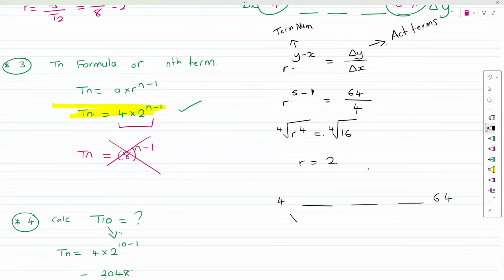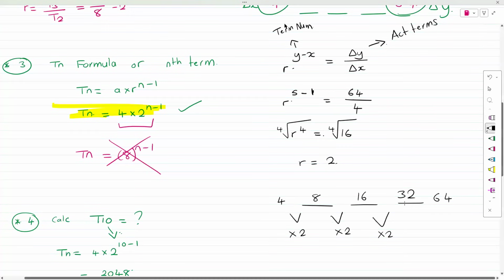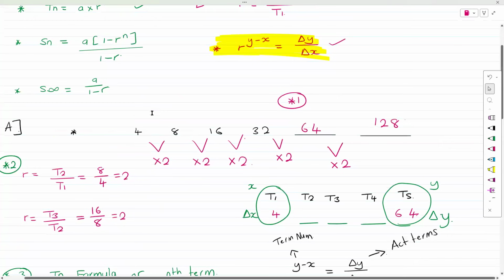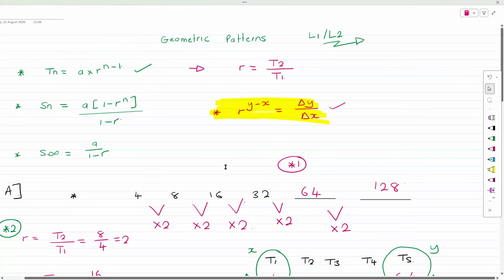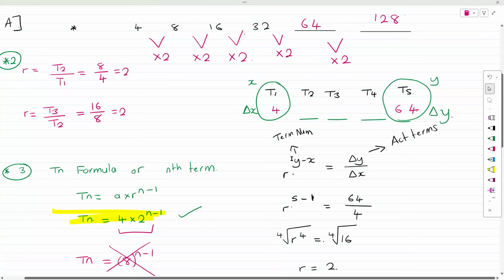Because now I know r is times 2. So 4 times 2 is 8. 8 times 2 is 16. And 16 times 2 is 32. And that's every possible question that can be asked for geometric number patterns. Not the sum of geometric, but just the basic geometric number pattern. There isn't anything else that can be asked. This formula that I taught you guys, it's not used in schools, but generally it can be solved quite simply.